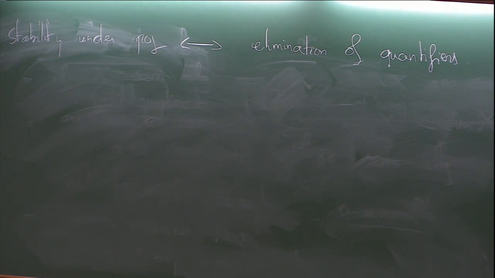I won't have time to come to this, but in fact, what is crucial about working over R is the fact that the field is ordered. So the O in o-minimality will come from this.